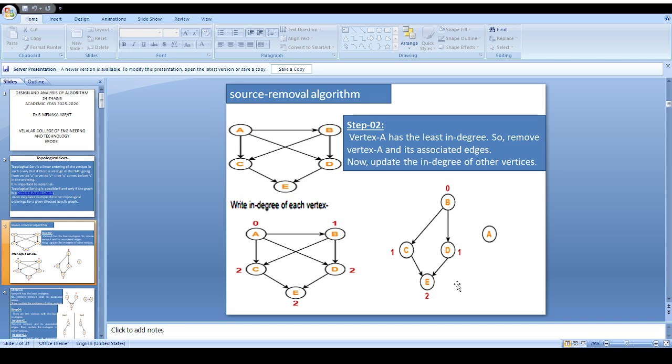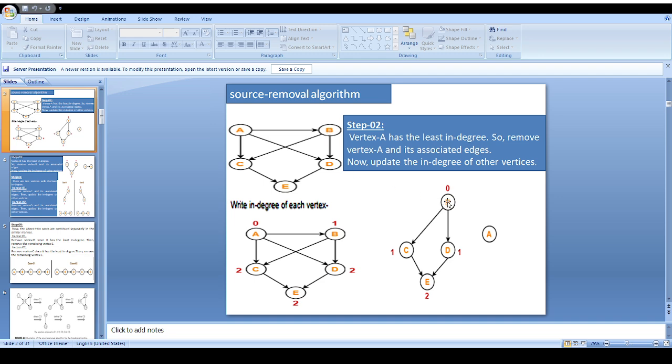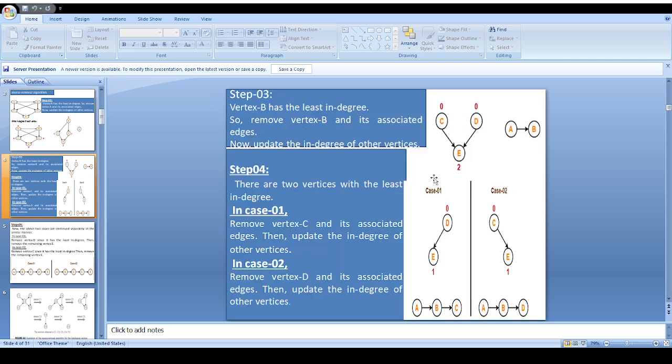From this new graph, again we have to note the in-degree. After removing A, we get the in-degree for B as 0, for C as 1, for D as 1, and for E as 2. Then, from step 3, according to the previous one, the very least in-degree is B. So we remove B. After removing B, we get the structure like this.